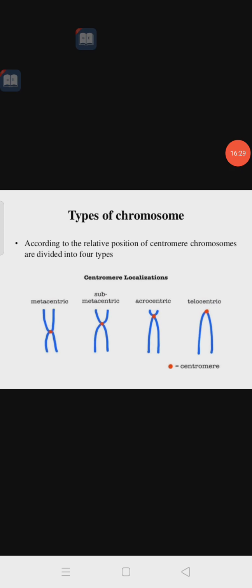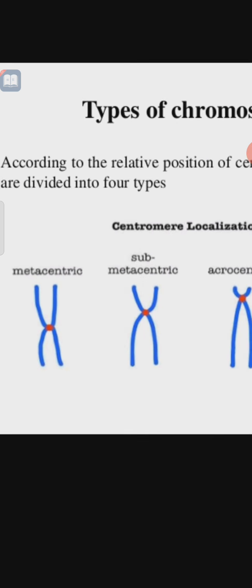These are the types of chromosomes. According to the relative position of the centromere, chromosomes are divided into 4 types. Based on where the centromere is present, there are different types of chromosomes: metacentric, submetacentric, acrocentric and telocentric. This indicates the centromere. So see the position of the centromere.